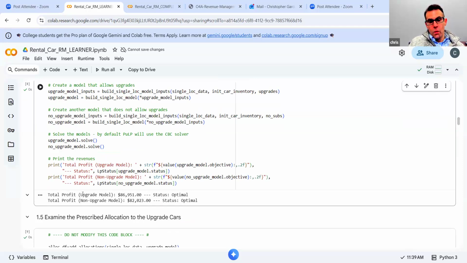$86,951. Whereas if I don't allow the upgrades, notice my capacity is not as flexible. I'm only able to reap $82,023 from the market here. So by allowing the upgrade over the 7-day period, this generates almost an additional $5,000. So you can see the benefit that happens when you allow upgrades.